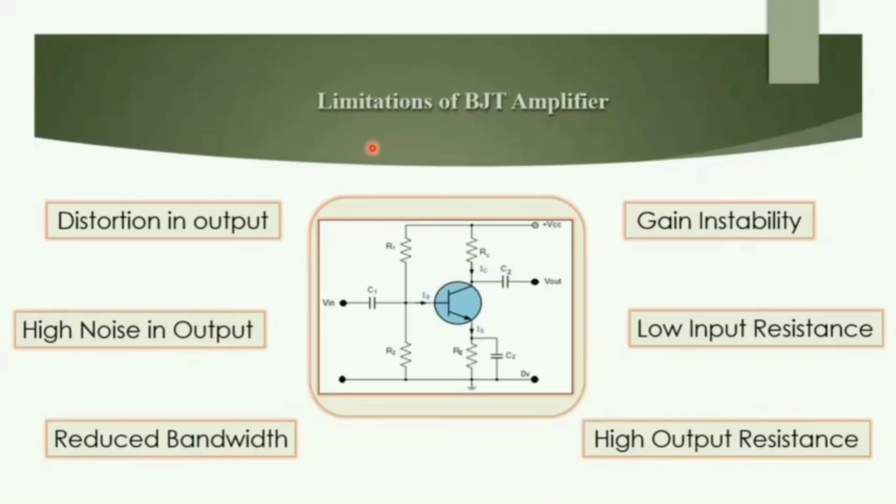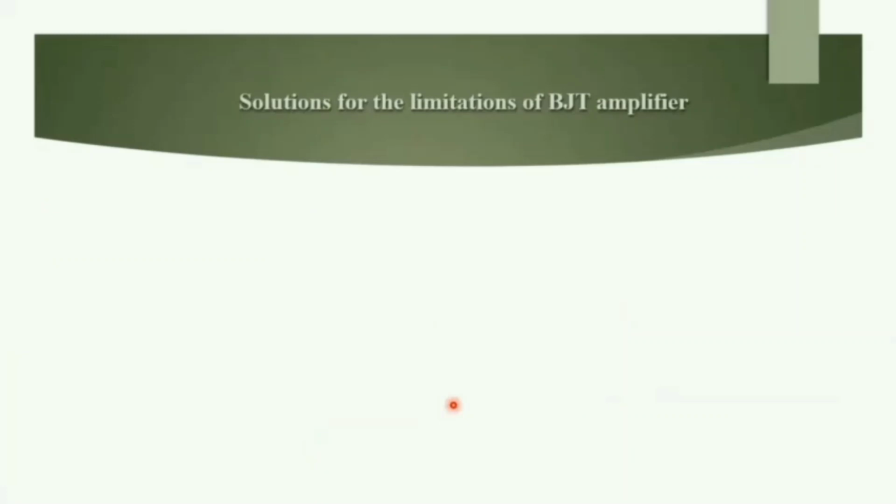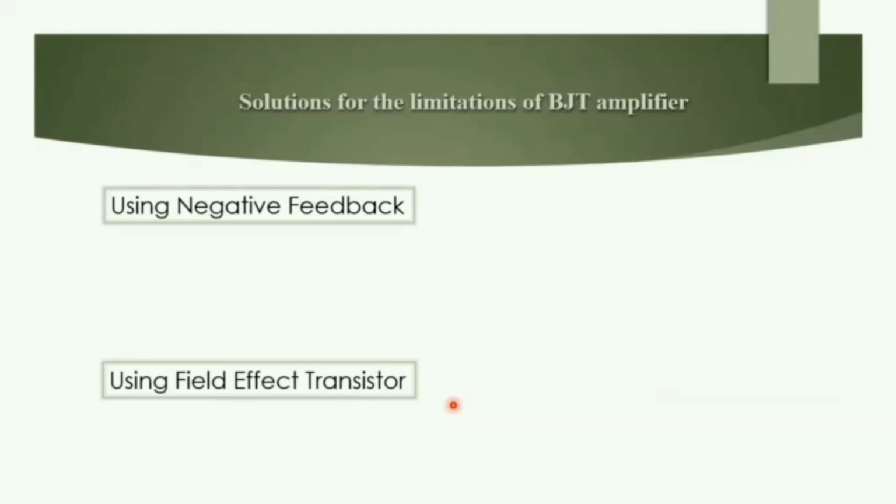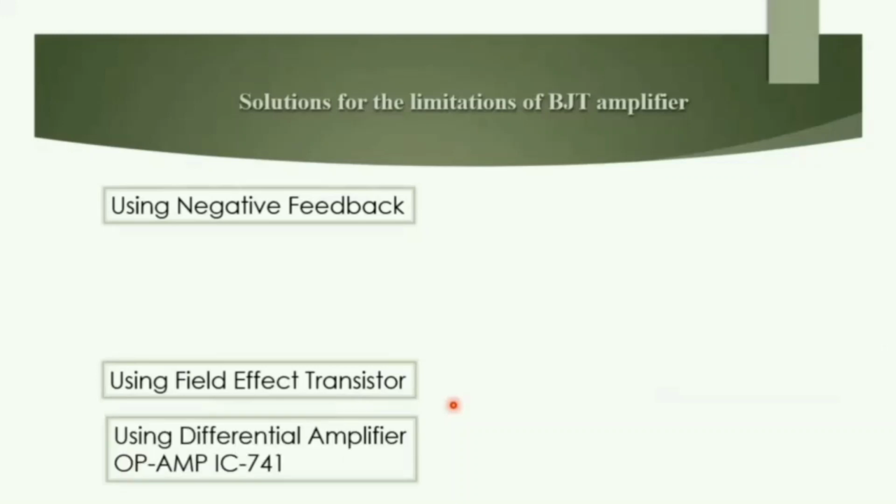Now, for these limitations of BJT amplifier circuit, there are three possible solutions. First is using negative feedback. Second is using field effect transistor. And third is using differential amplifier. We will study negative feedback in chapter 1, field effect transistor in chapter 4, and differential amplifier, op-amp IC 741, in chapter 5 of this analog electronics subject.